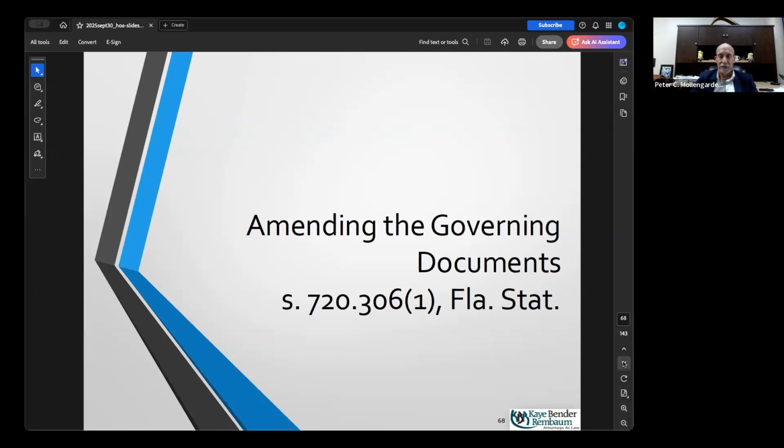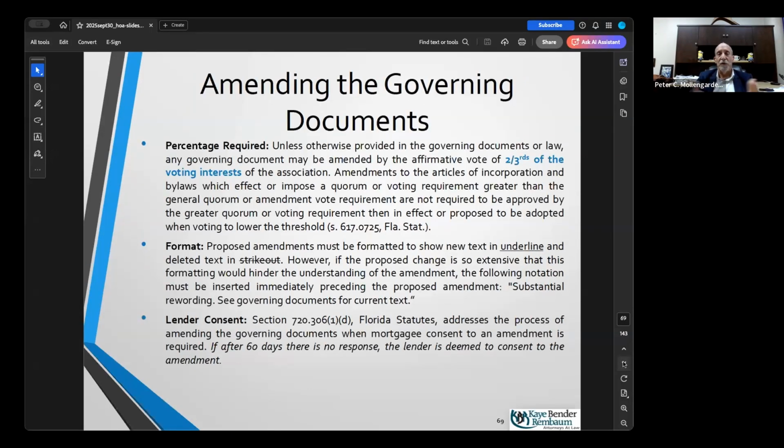How about amending your documents? What vote is needed to amend your documents? In most documents, the articles, declaration, and bylaws have an amendment provision which specifies what approval vote is needed. However, unless otherwise provided, if it's silent, the vote to amend is a 2/3 vote of the voting interest. But typically each document does have an amendment section, and that could be anything from 2/3, 75%, to majority. It's all over the place. There's no set rule.